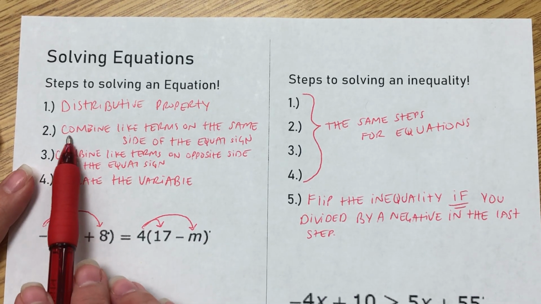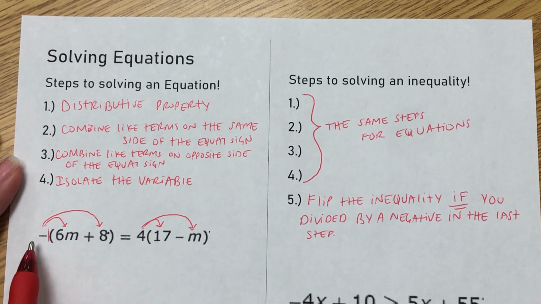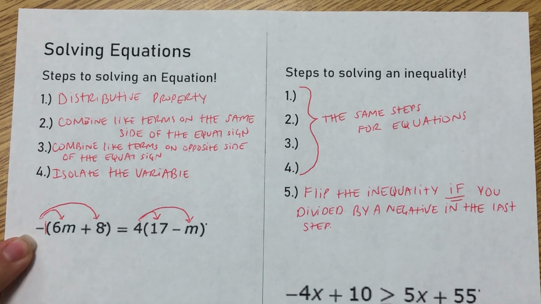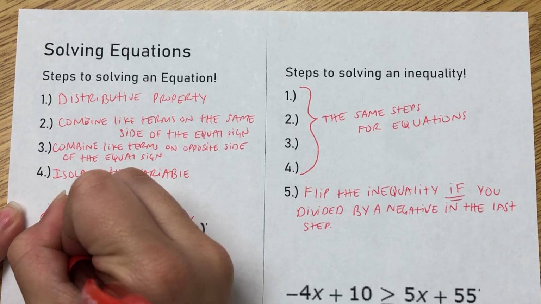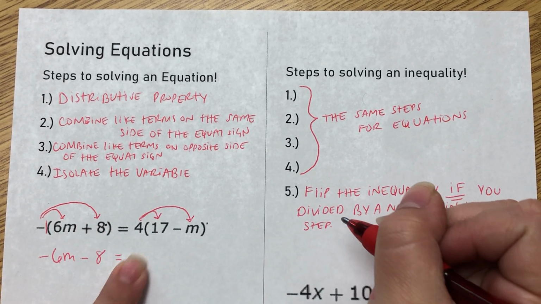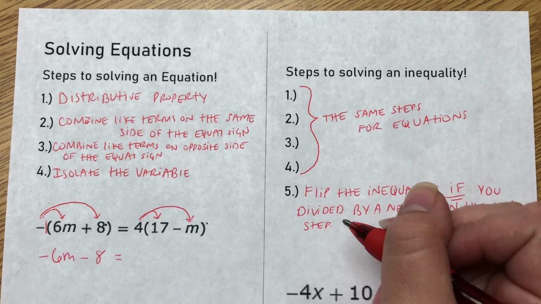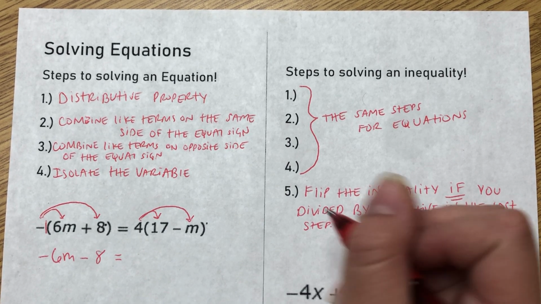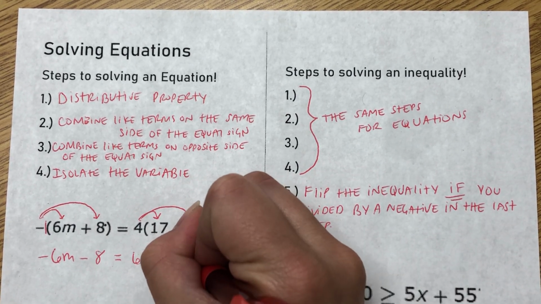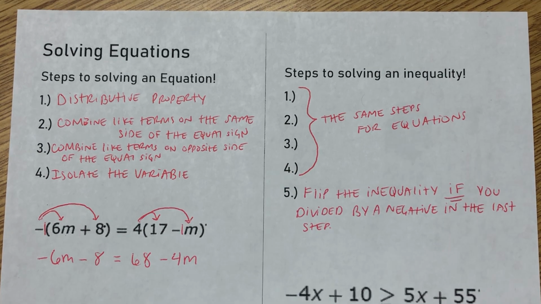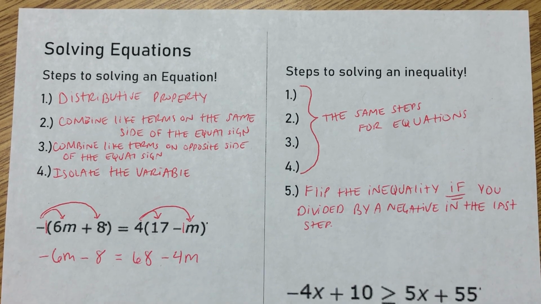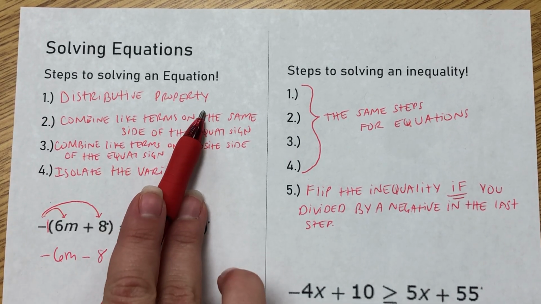The next step after we use the distributive property, actually let's continue using our distributive property in this first example right here. So -1 times 6m is -6m. -1 times 8 is -8. I write the equal sign. 4 times 17 is 68. And 4 times -m would be -4m. This is technically a -1m, just so you know, so it's 4 times that -1, which makes -4m. Okay, we finished our distributive property step.